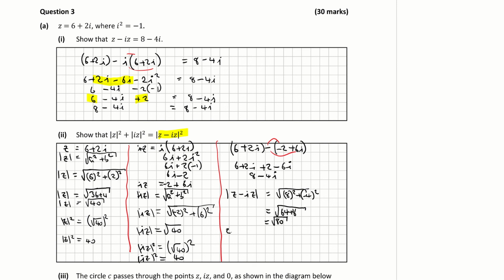Now we'll worry about the square. So it's z minus iz, all to be squared. So I'm squaring the square root, which is positive 80. And you can hopefully see now that we're practically there.